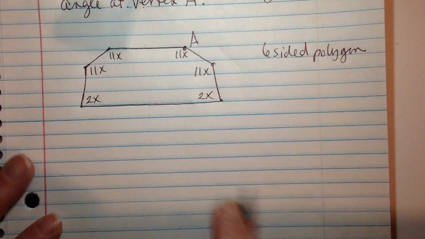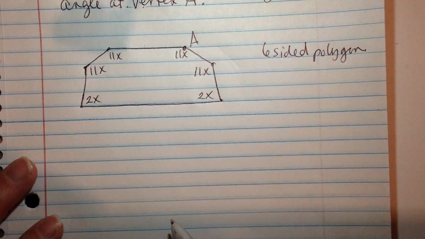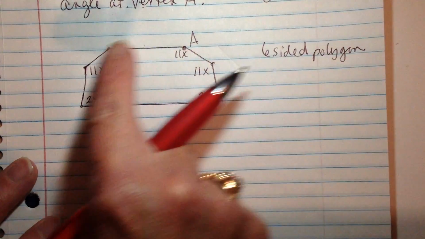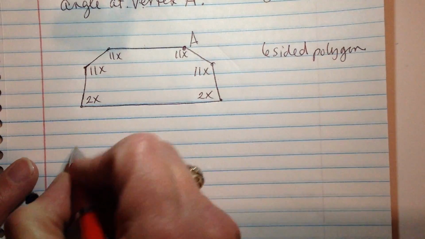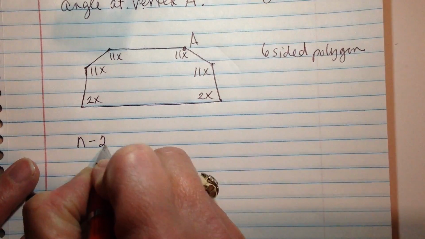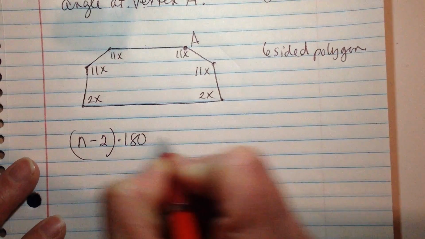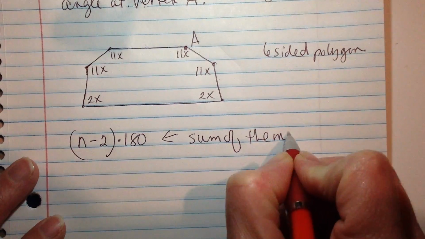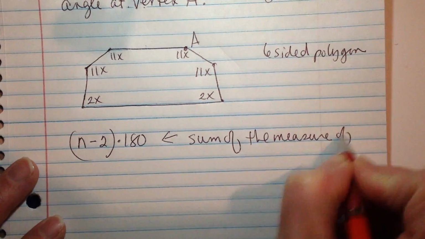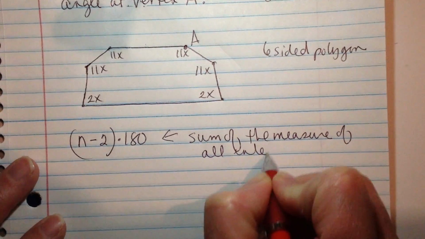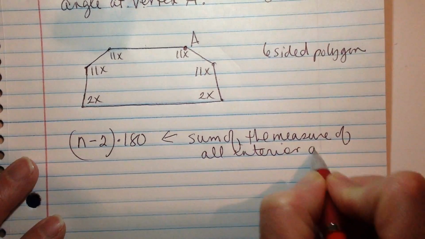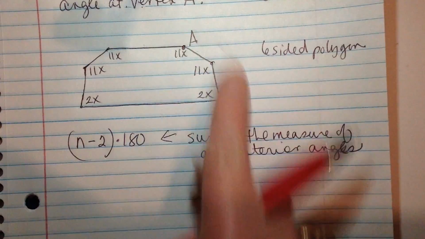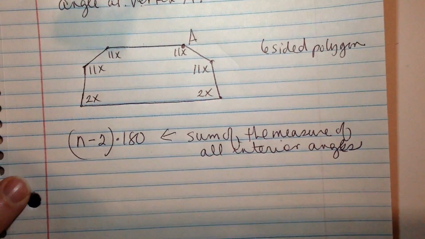Now remember your formula. The formula to determine the sum of the measures of all the interior angles is n minus 2 times 180. So that's the first thing we need to do, is determine the sum of all the angles added together.